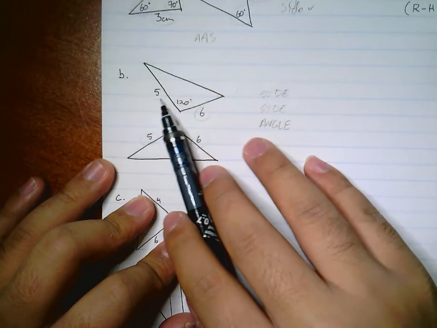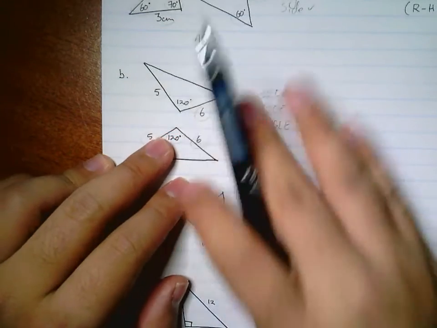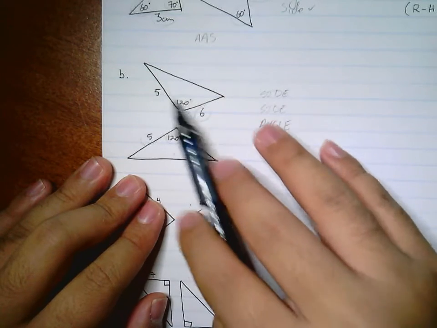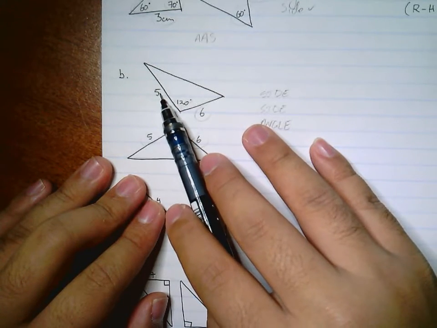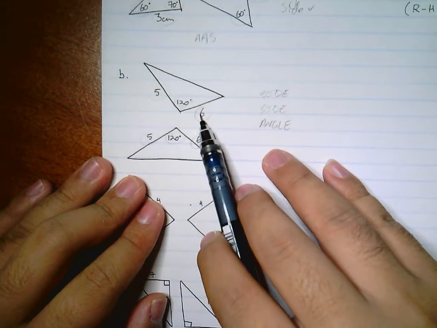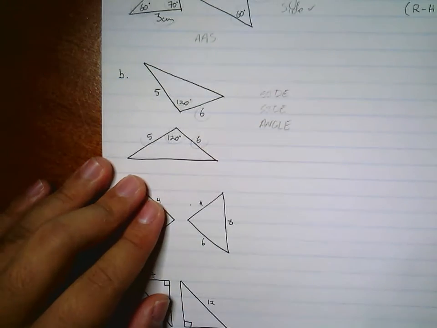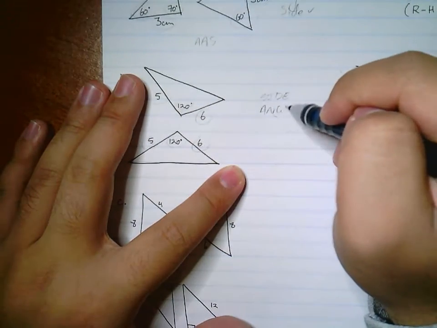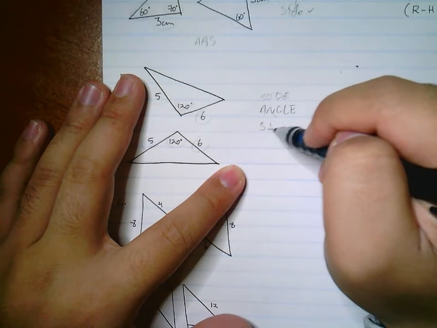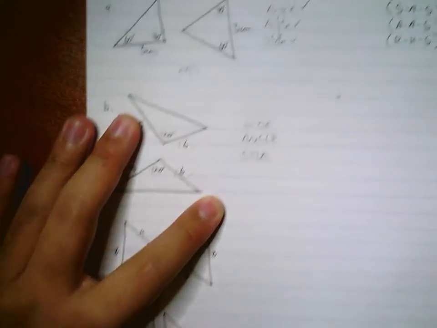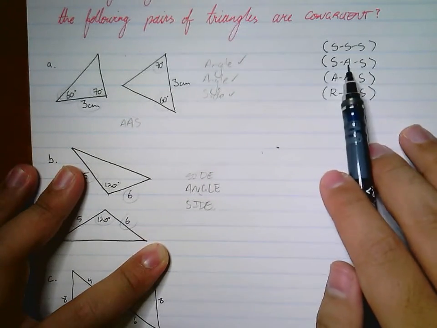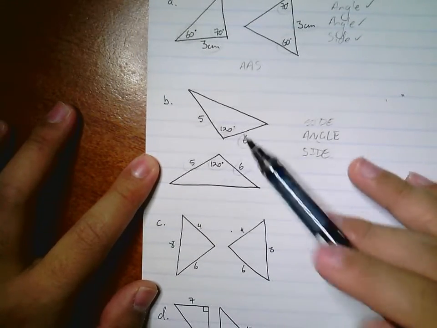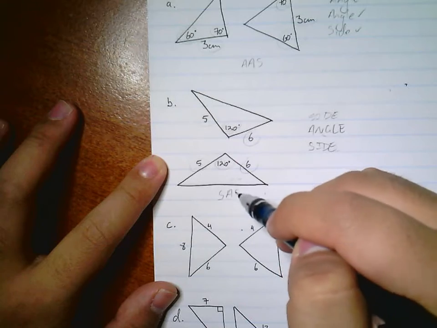Now let's take a look here. Where is the position of the angle in both of them? Can you see how the angle in both is in between the 5 and the 6 here, and in between the 5 and the 6 here? So let's change that around just so that we can make it a little bit more familiar. Side, angle, side. Isn't that one of our tests? So we can prove that these two triangles are congruent because of side, angle, side.